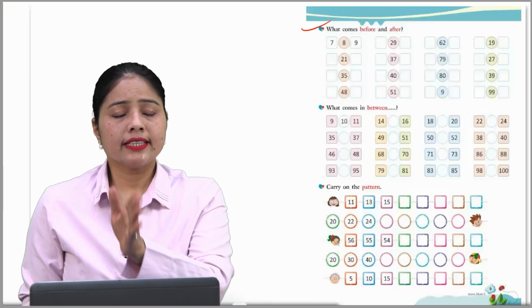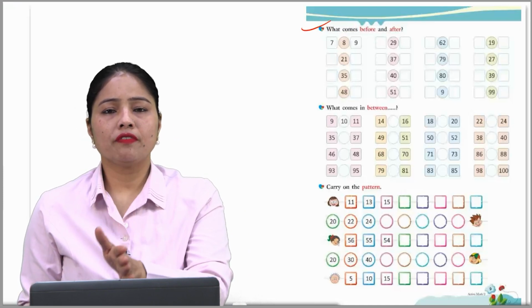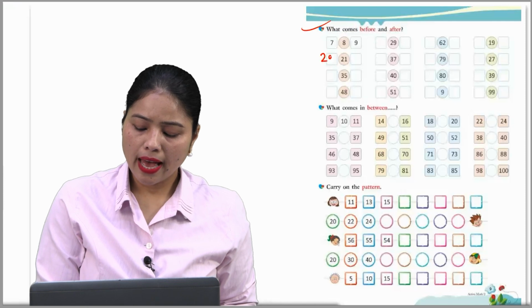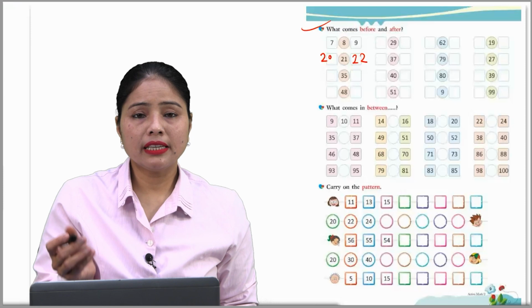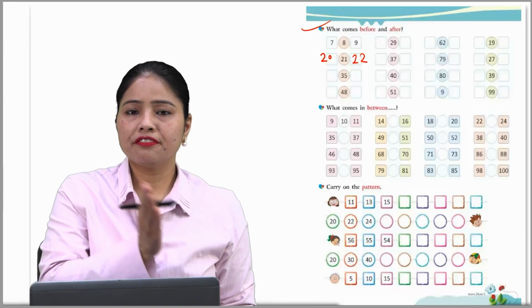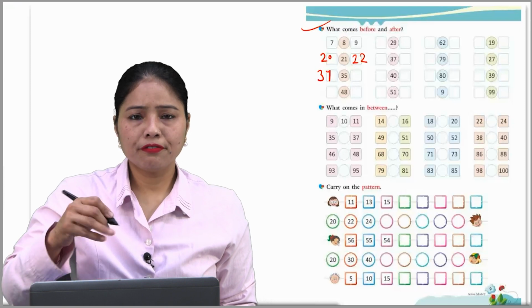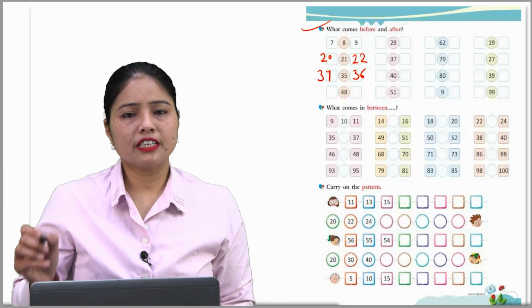So now what comes before and after? So 8 से पहले आता है 7, then 8 के बाद आता है 9. Similarly 21 before 20 and 21 after 22. Yes. Similarly 35. So before 35, 34 comes. And after 35, 36 comes. Okay, so just fill it to your own.